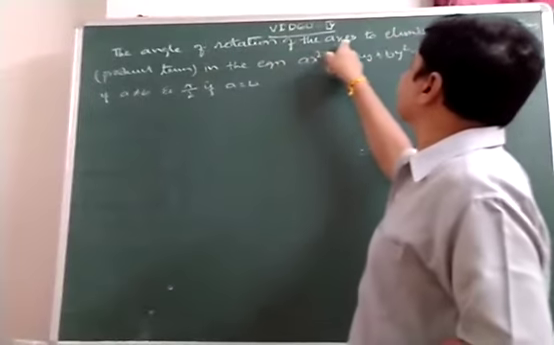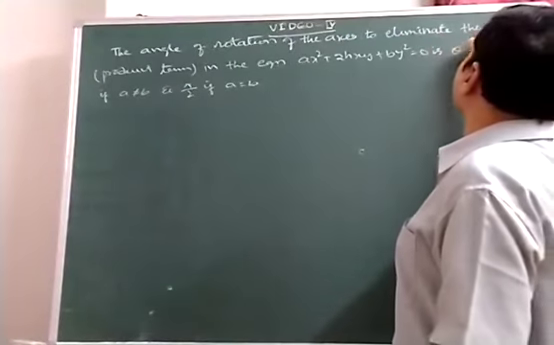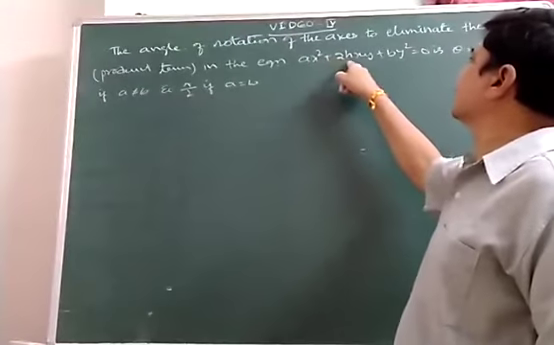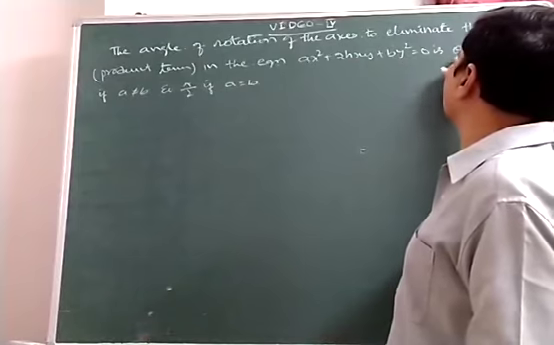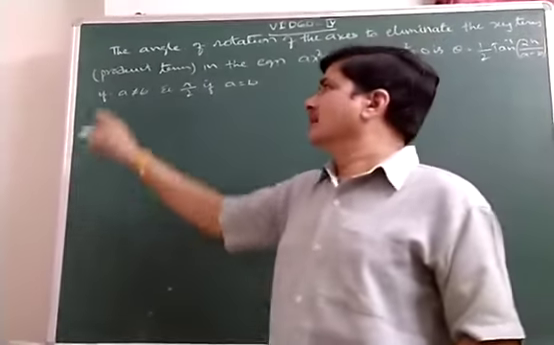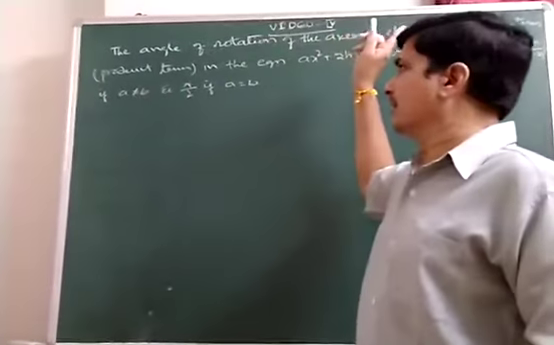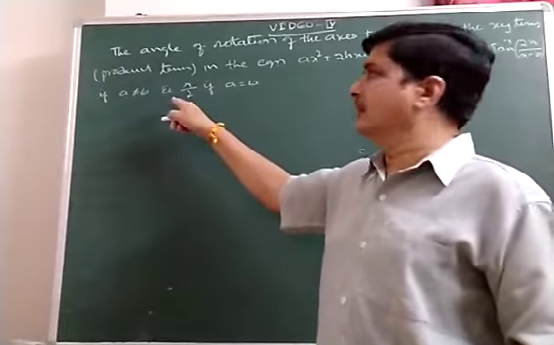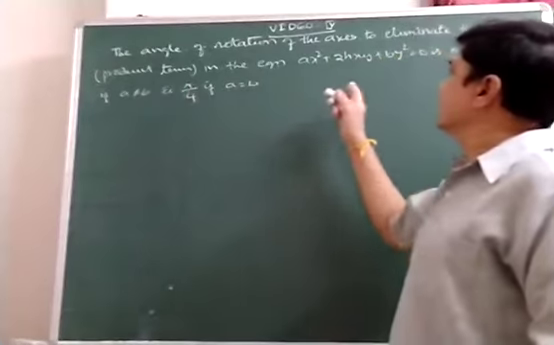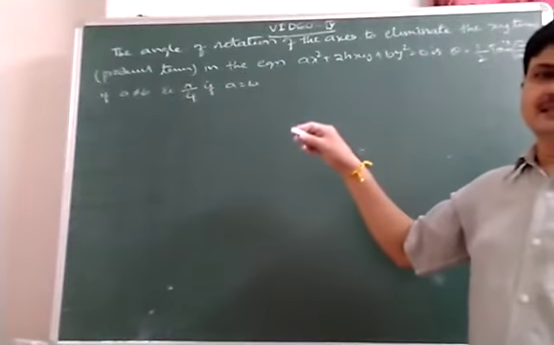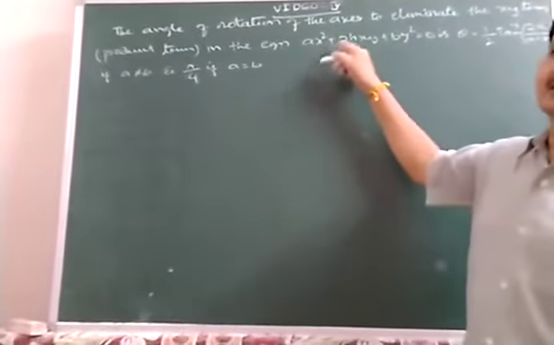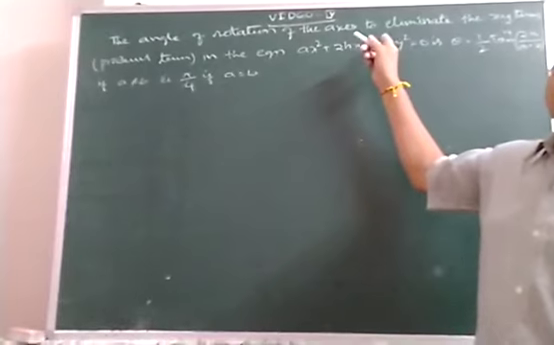The angle of rotation of the axis to eliminate the xy term, that means the product term, in the equation ax square plus 2hxy plus by square equal to 0 is theta equal to 1 by 2 into tan inverse of 2h by (a minus b). If a is not equal to b, this is satisfied. If a is equal to b, the angle is pi by 4. That means the use of rotation of axis is to eliminate the xy term in the given equation.